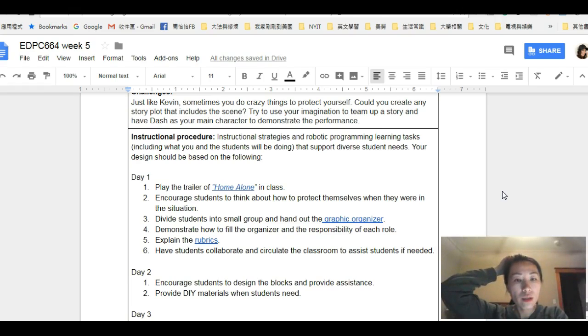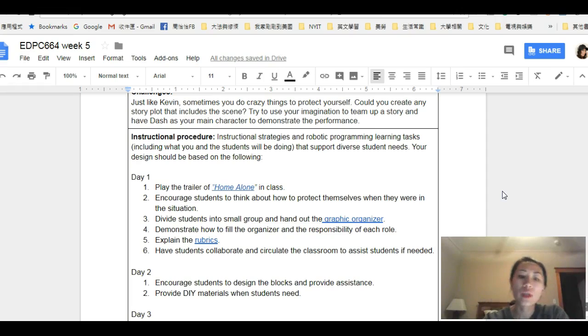Since I mentioned the 3-day activities, on day 1 I will play the trailer of Home Alone, just 2 minutes in class, to recall their memory and encourage students to think about how to protect themselves when they are in that kind of situation. I think it's also very important for kids to know how to survive.